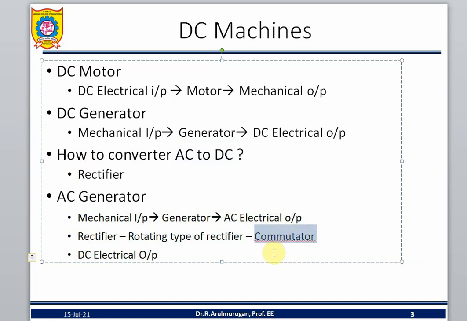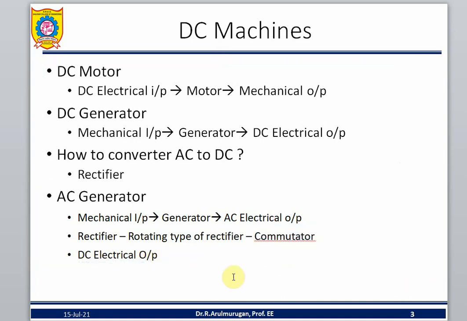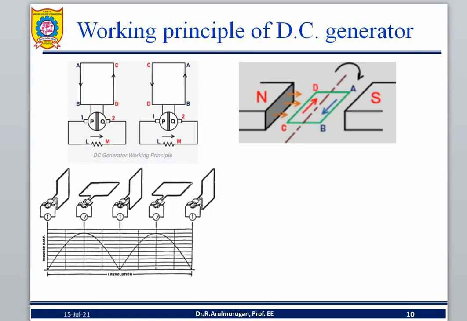One more question: what is a commutator? You can write that a commutator is an AC to DC converter, or maybe they will give the answer as rectifier, so you can select it. Then you get a DC electrical output. Further, we discussed the working principle of the DC generator.